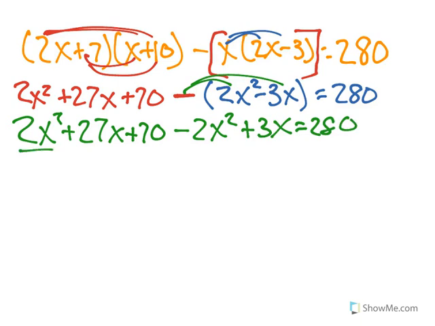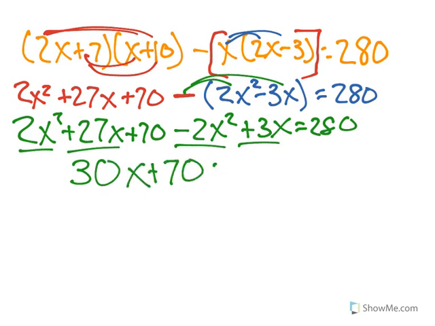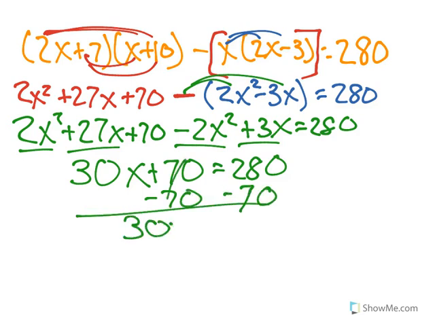All right, so let's add the like terms. So as I've mentioned now a few times, that's going to go to 0. I've got 30x plus 70 is equal to 280. All right, which is going to give 30x equals 210. And divide by 30, x is 7.